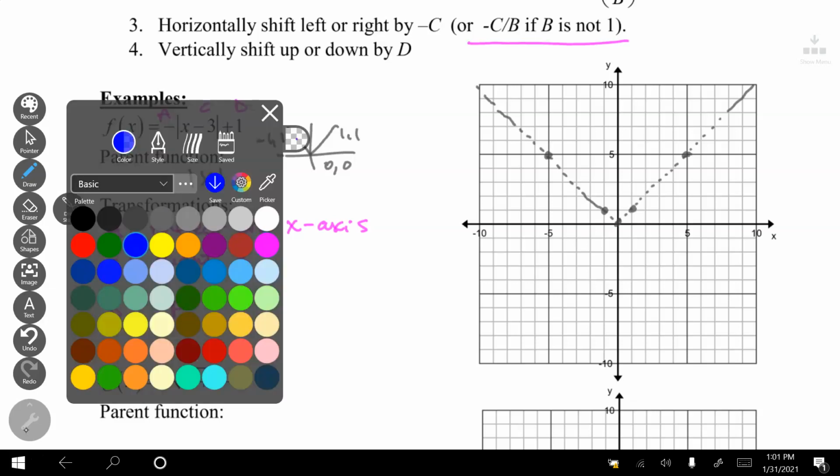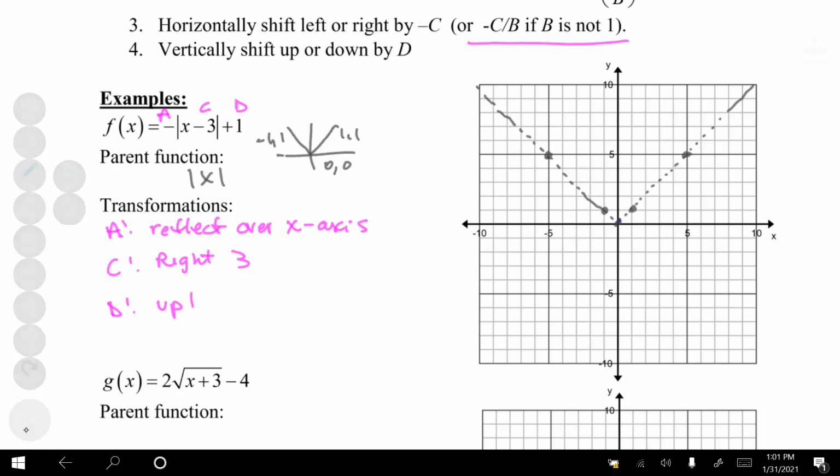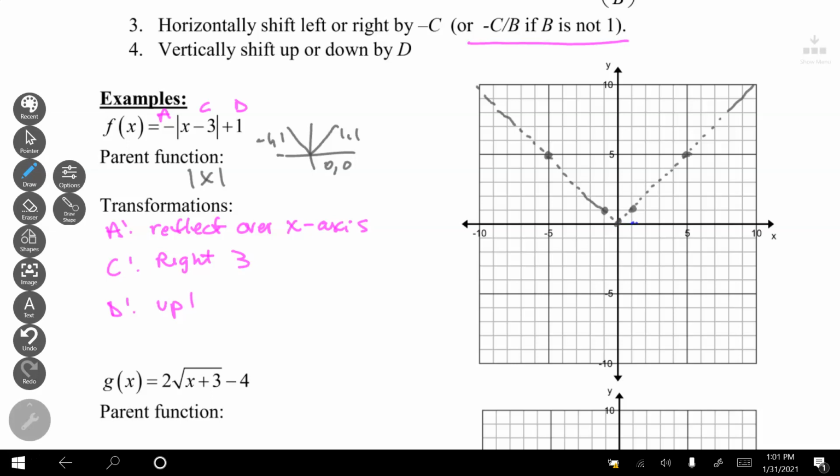So I'm going to take every dot on this original graph. I'm going to do the A, C, and D in that order. I'm going to reflect it over the x. I'm going to go right 3 and up 1. So this point 0, 0 flipped over the x-axis doesn't move. So I'm going to go right 3, 1, 2, 3, and up 1. And now here's a new point here at 3, 1. The next point here at 1, 1, I'm going to flip it over the x. So I'm over here now. I'm going to go right 3, 1, 2, 3. I'm going to go up 1. So right now I'm at 4, 0.